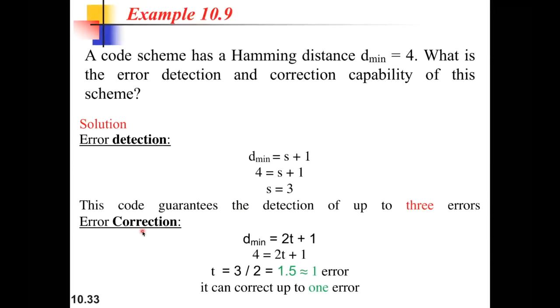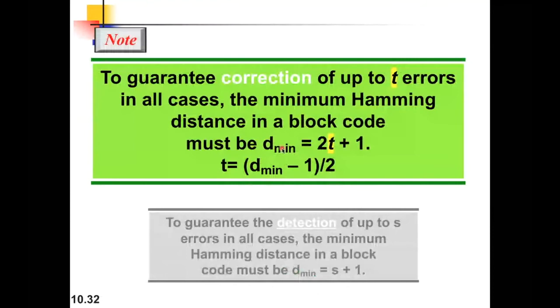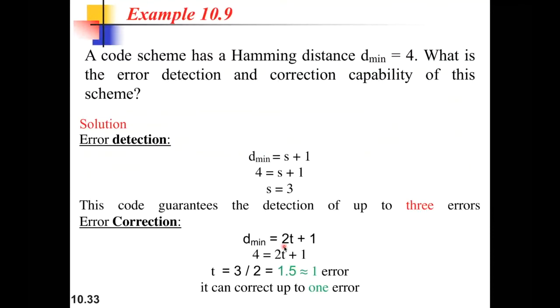What about correction? What is the formula for correction? D min is equal to 2t plus 1. T will be the number of error bits that can be corrected. D min is 4. 4 equals 2t plus 1. You take this 1 on the left hand side. It will be 4 minus 1. So that will be 3. So 3 divided by 2, that will be 1.5. Can you correct 1.5 errors? No, it means you can correct one error only.